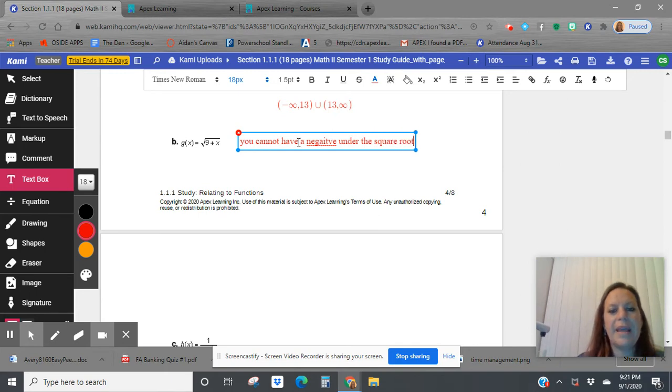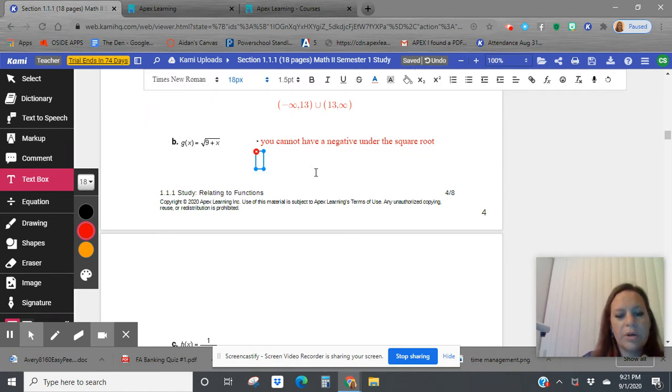You cannot have a negative under the square root. So what number would make this turn into a negative? If I did 9 plus negative 9, that would give me 0. That's still okay. If I did 9 plus negative 10, that would not be allowed. So this needs to be all numbers greater than or equal to negative 9.